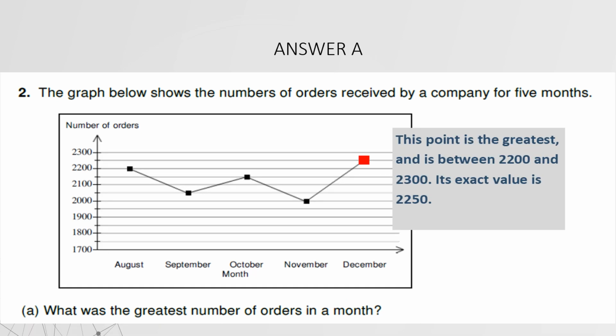Okay, what was the greatest number of orders in a month? So you can see that the highest point, which is the greatest, the highest, el más alto, is actually in December. And it is more or less 2,250. You can see in this little text that is in blue that says this point is the greatest. Yes, we discussed that. And it's between 2,200 and 2,300. Its exact value is 2,250, as I say.